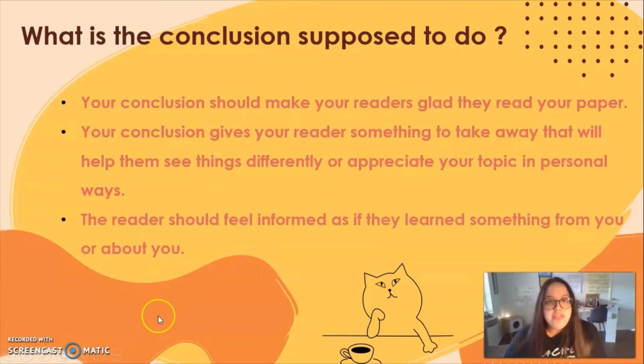The reader should feel informed as if they learned something from you or about you. So in an expository essay, we are explaining, right? So at the end of the essay, you want that reader to feel like, oh, I learned something about that student today. I learned that they have a best friend who has a really special talent. Or you want them to feel like they learned something about the topic.